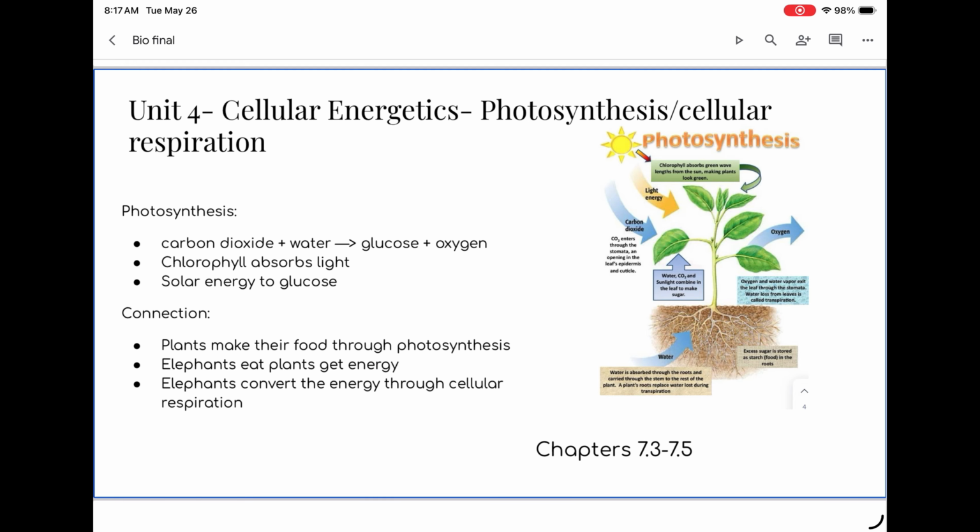into its food. So the connection is kind of like a chain reaction. Plants make their own food through photosynthesis, and then the elephants eat those plants, and that's how they get their energy. And then the elephants convert that energy through cellular respiration for the rest of the economy.